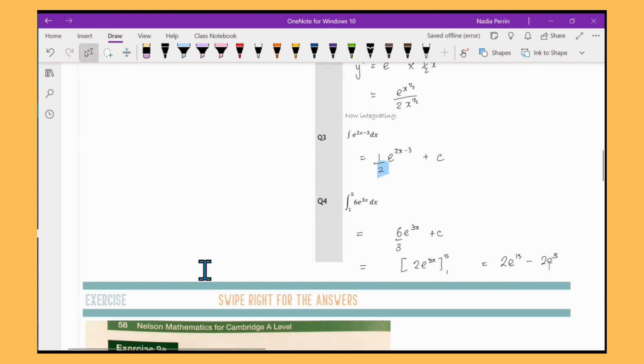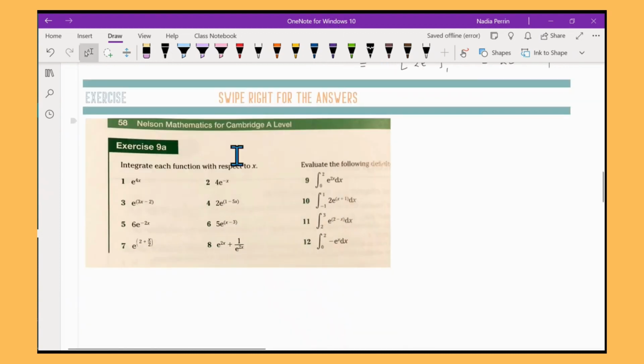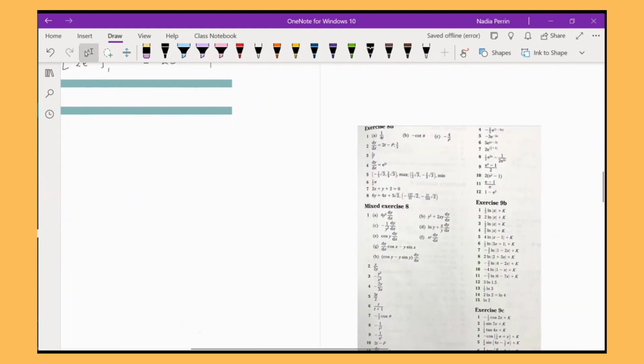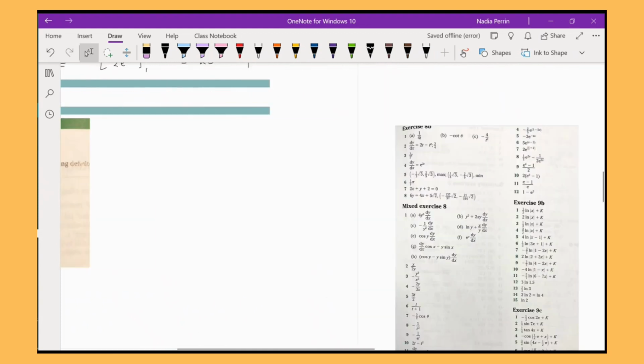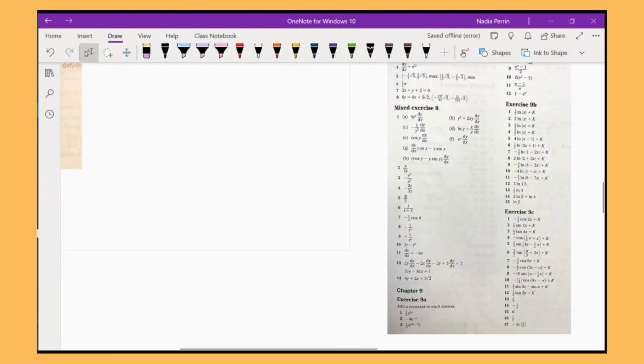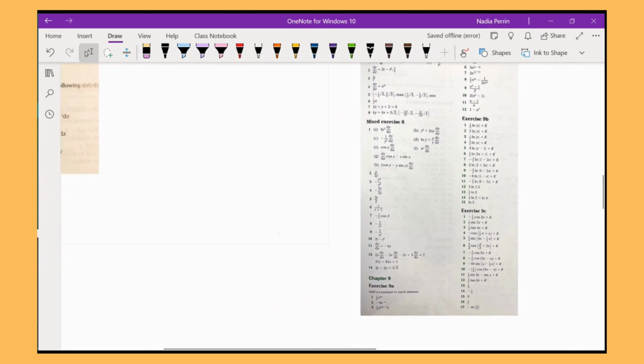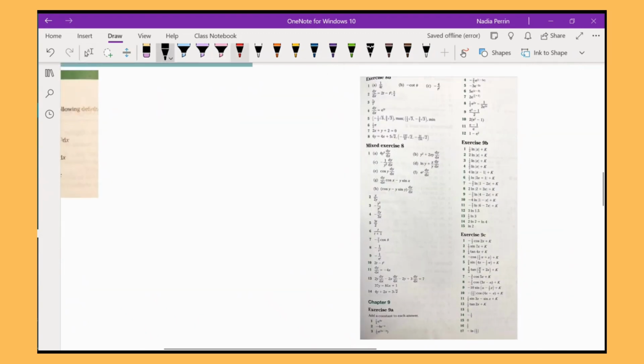So that is all we're looking at today. So here are some example questions to have a go at. And then the answers are inconveniently placed down here and up here.